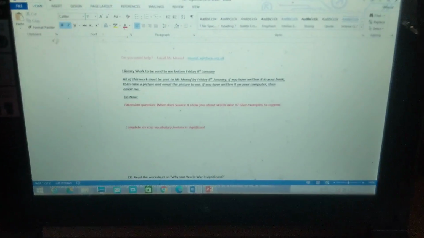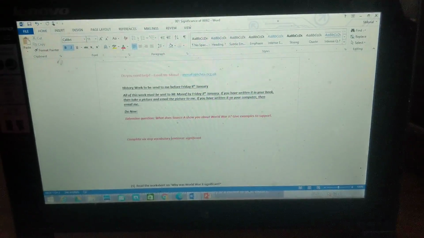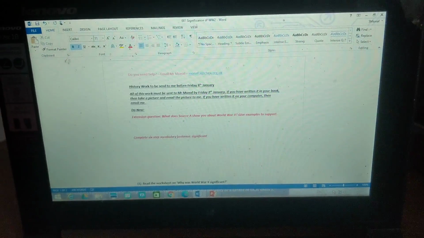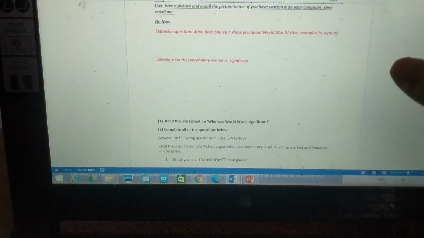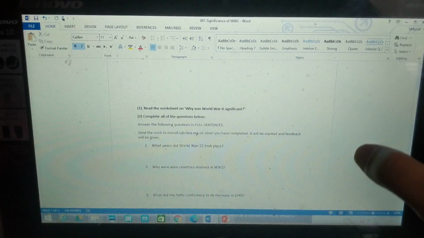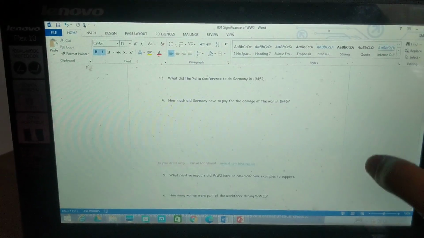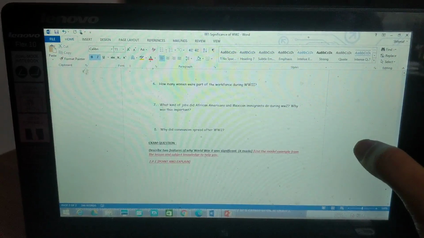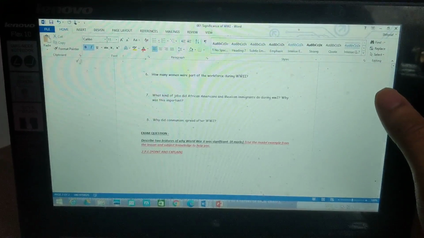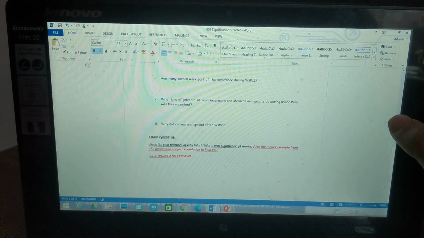So Year 9, this sheet, which is attached to the Google Classroom for today's lesson, is the sheet that you need to complete for today. It's due on Friday, 8th of January. If you scroll down, these are all the tasks, all the questions that you need to complete from the lesson, from the video. Please make sure you do that and send that across to me as soon as you've finished. It's due for Friday the 8th.